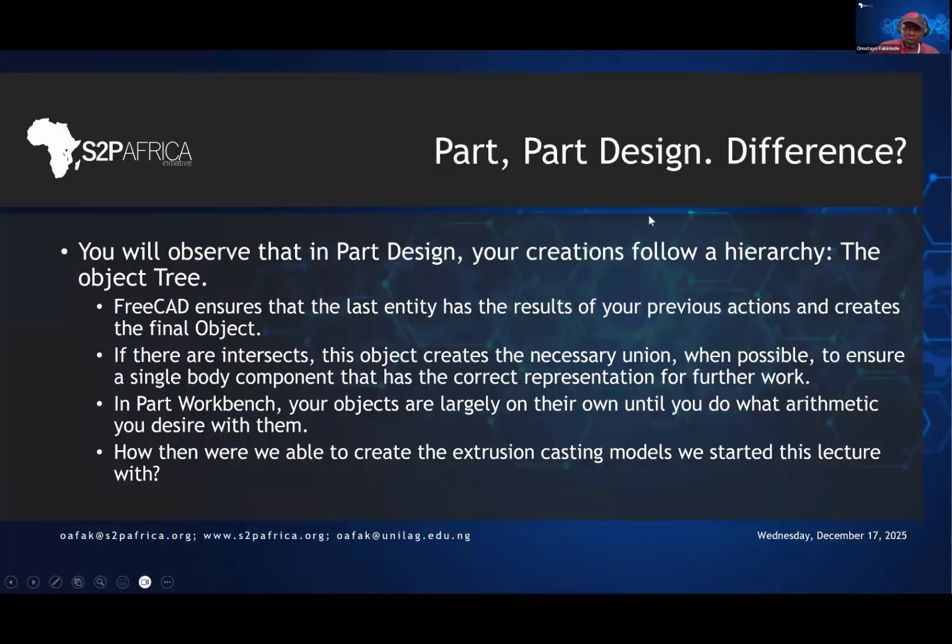So I conclude by trying to explain what is the difference between Part and Part Design. Your creations follow a hierarchy in whether you are in Part or Part Design. FreeCAD ensures that the last entity, if you are using Part Design, has the result of all your previous actions and creates a final object. If there are intersections, this object creates a union in FreeCAD and in Part Design when possible, to ensure a single component that has the correct representation for further work. In the Part workbench, your objects are largely on their own until you do the arithmetic you desire with them. How then are we able to create the extrusion castings we started this lecture with?